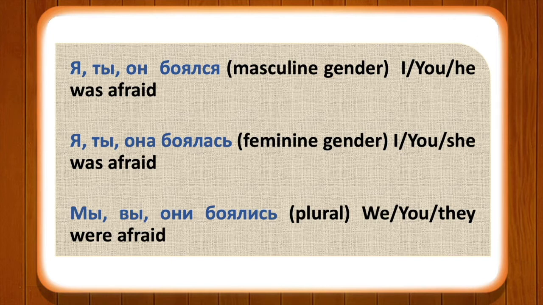Dear learners, again I am reminding you that verbs in present form are conjugated or change for person and number. However, in the past tense, verbs do not change for person, they change for number and gender only. So now I am conjugating this verb in past. Ya, ti, on bayalsya, masculine gender form. He was afraid, I was afraid, or you were afraid. Ya, ti, ana bayalas for feminine gender. I was afraid, you were afraid, or she was afraid. All these forms belong to feminine gender. Mi, vi, ani bayalis, plural form. We were afraid, you were afraid, they were afraid.